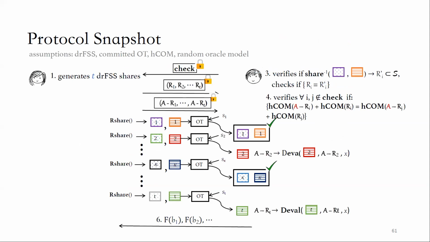And in a snapshot, this is the protocol to achieve malicious secure structure-aware PSI. And the real contribution of this work is that now you have this framework. And for any new application that comes up, or for any interesting structure that you can think of, all you have to do is design efficient schemes for de-randomizable FSS, and then you can instantiate the protocol.